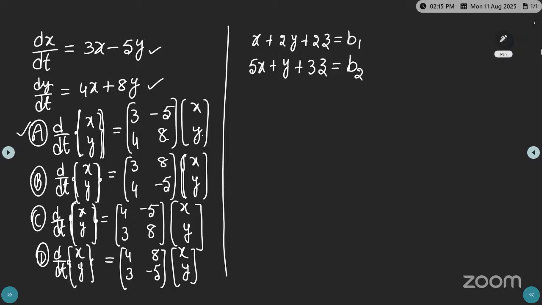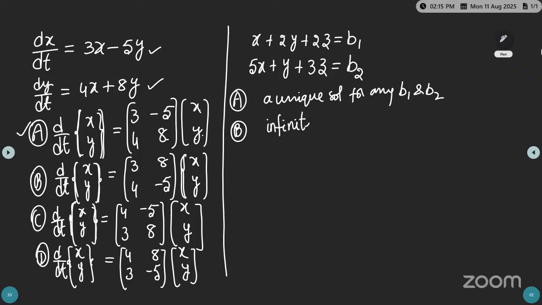First option, the system has a unique solution for any given b1 and b2. Option B, the system will have infinitely many solutions for any given b1 and b2.